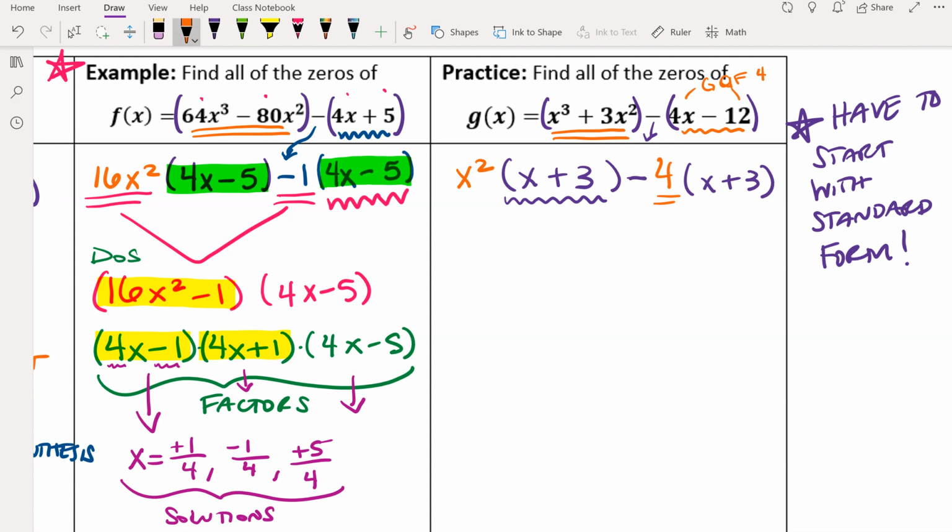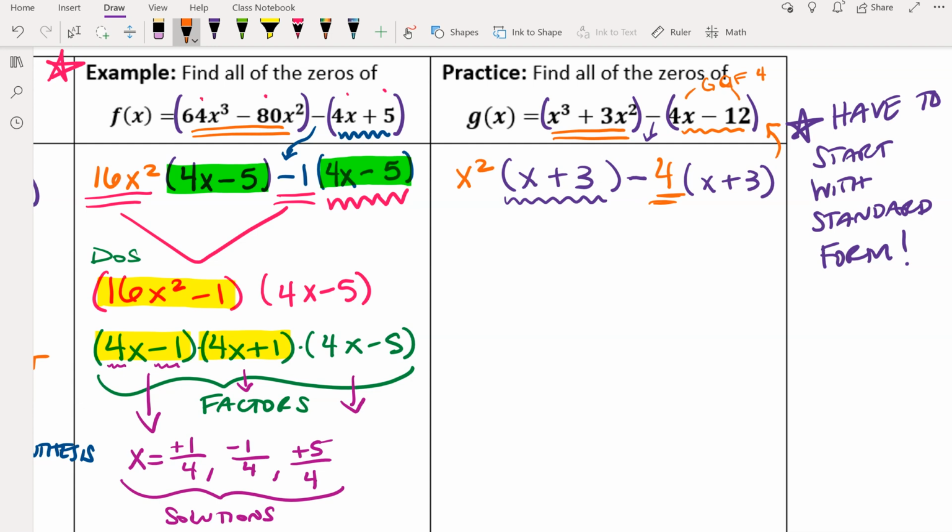Oh, sorry, if you multiply the negative 4 in, right? We brought down the negative sign. So if you multiply negative 4 in, you get negative 4x minus 12, which is what we started with. You have to be able to get back to what you started with when you multiply that number in. Okay, cool. Let's move on.